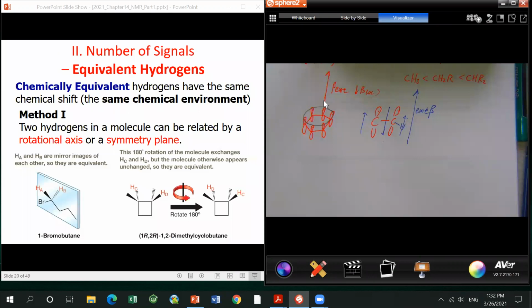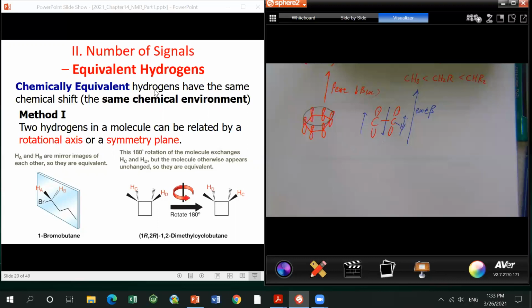All right, so that's a lot of theory. Now we move to the hard part. If you fell asleep, please wake up and keep a little bit alert. Now we move to a very important part, also the most challenging part of this chapter: the number of signals. That's the topic of equivalent hydrogens.